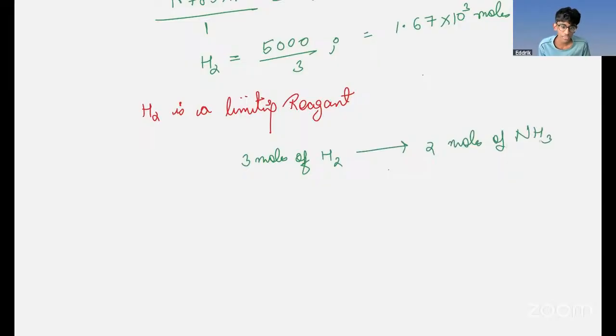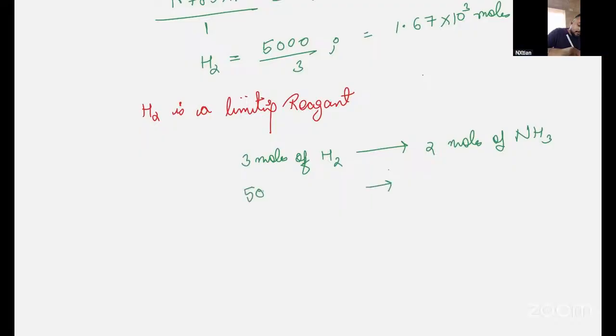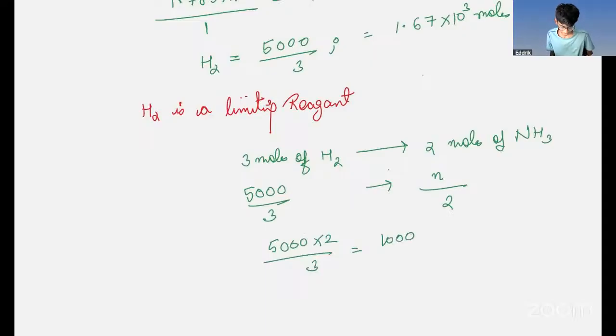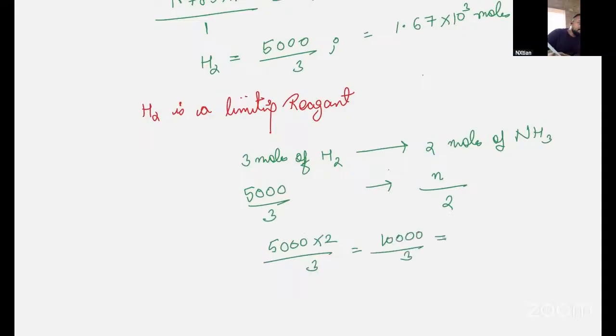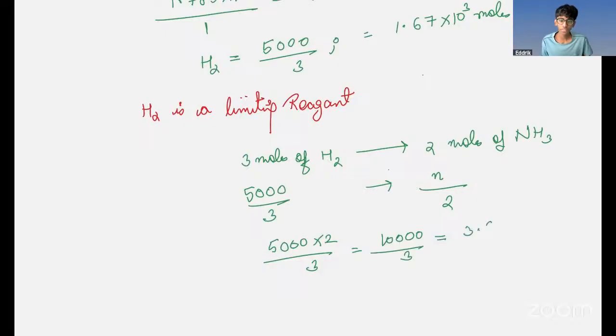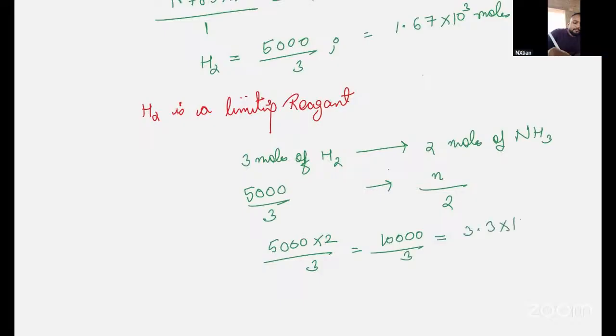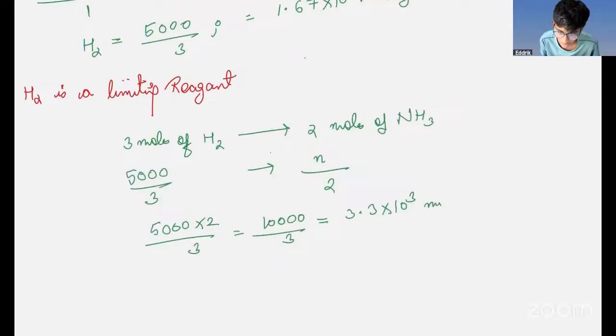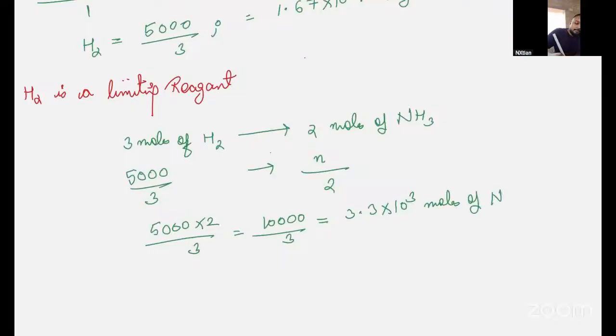So now 5,000 divided by 3 is equal to the number of moles of ammonia, which I'm writing as n, divided by 2. So n will become 5,000 into 2 divided by 3, which is 10,000 divided by 3. What will you get? 3.333 into 10 to the power 3 moles of ammonia is formed.